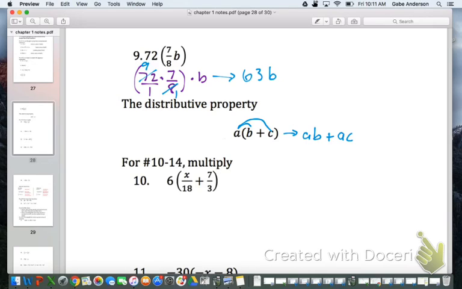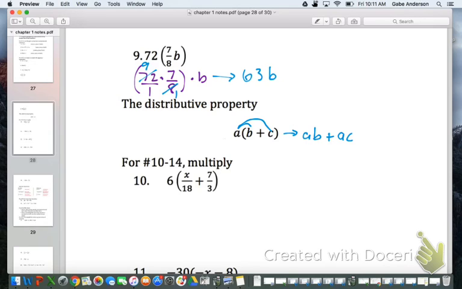All right. So let's take a look here at number 10. It says for numbers 10 through 14, multiply. Another way of saying, in most cases here, we're going to execute the distributive property. Some of these are really straightforward. Some of them are a little tricky. They're going to kind of look like the distributive property, but they aren't. We're tempted to do something incorrect, so we'll see how it goes. Let's see if you can apply directly what we just looked at there with a(b + c). Let's see if you can apply that to number 10. Okay? Ready, go.